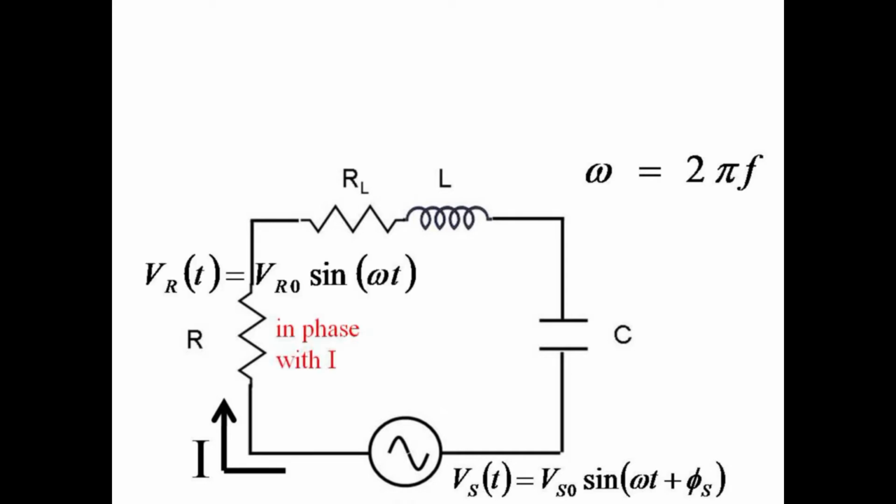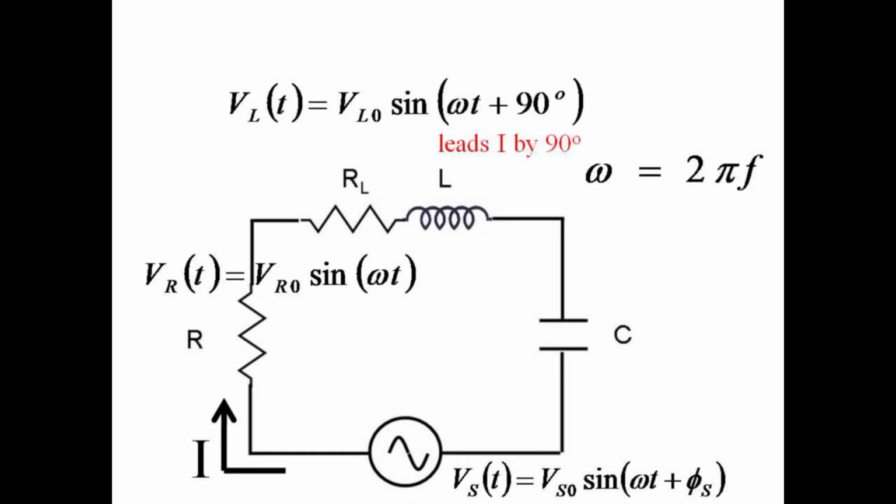The voltage across a resistor is its amplitude times the sine of omega t, and it is precisely in phase with the current at all times. This is just Ohm's law, that the voltage across a resistor is proportional to the current.